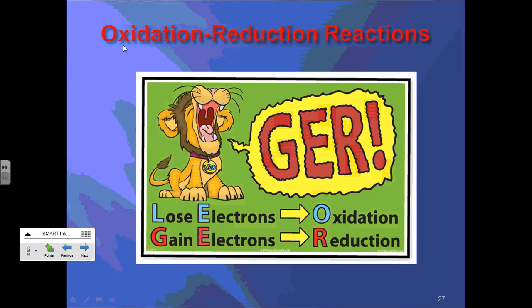The popular reference, LEO goes GER, is employed when using oxidation reduction and identifying what happens in this process. So this means that for losing electrons, when that process occurs, you have oxidation. When you have gaining of electrons, this alludes to the process of reduction.